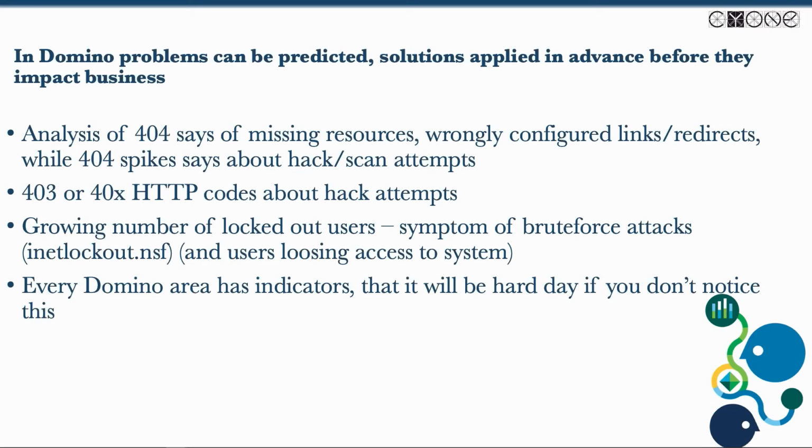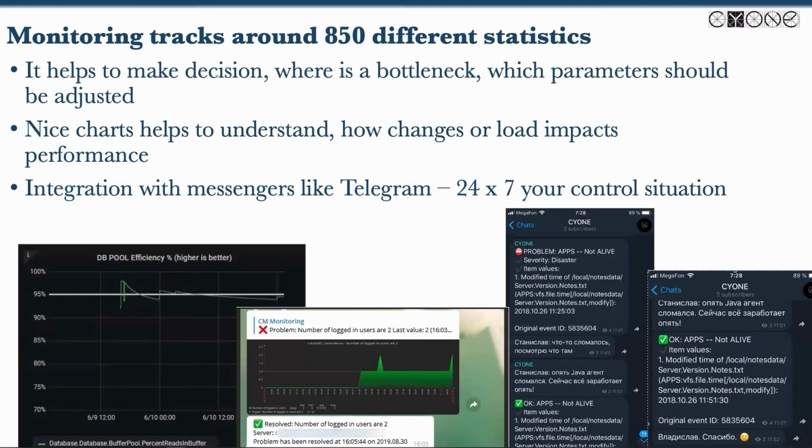For example, it could be a network problem, not a domino problem. And if we do understand it, then we can connect to our network provider, and it will allow us to localize this problem within just a couple of seconds. And it'll save us a lot of time. And we also integrate the monitoring with our messengers, for example, with the Telegram.